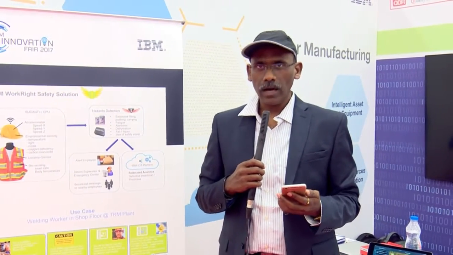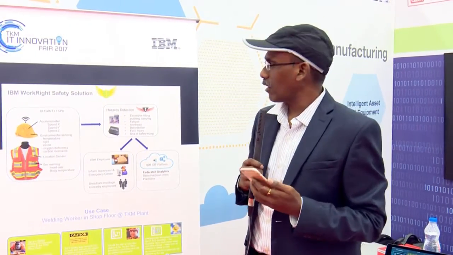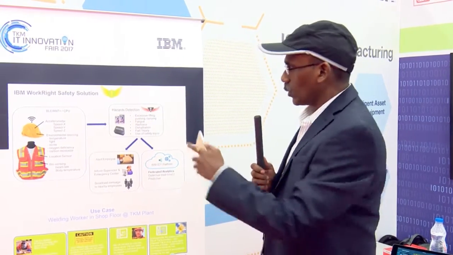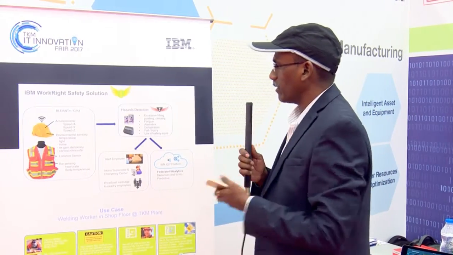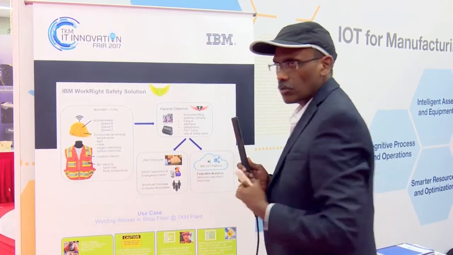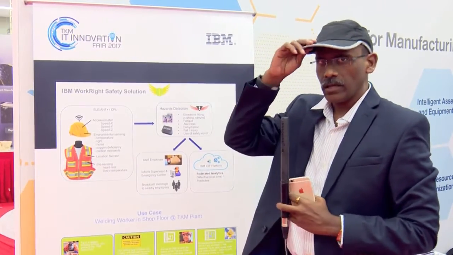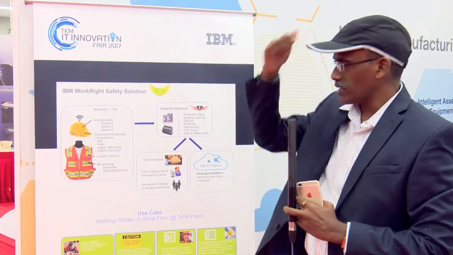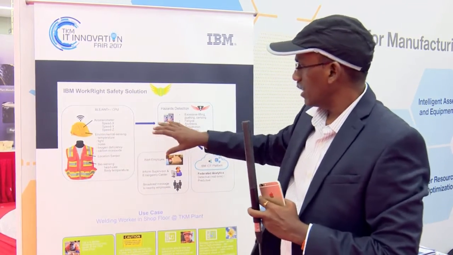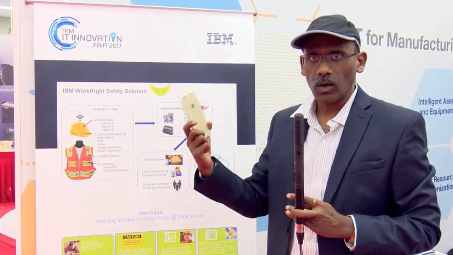Hi. So this is a solution from IBM for worker safety. It's called the Work Rights Safety Solution. The way it works is we have sensors embedded in the uniform of the person, including the helmet. In my case, I'm wearing a cap which has a sensor, and the data from here is transmitted into a small device like this.